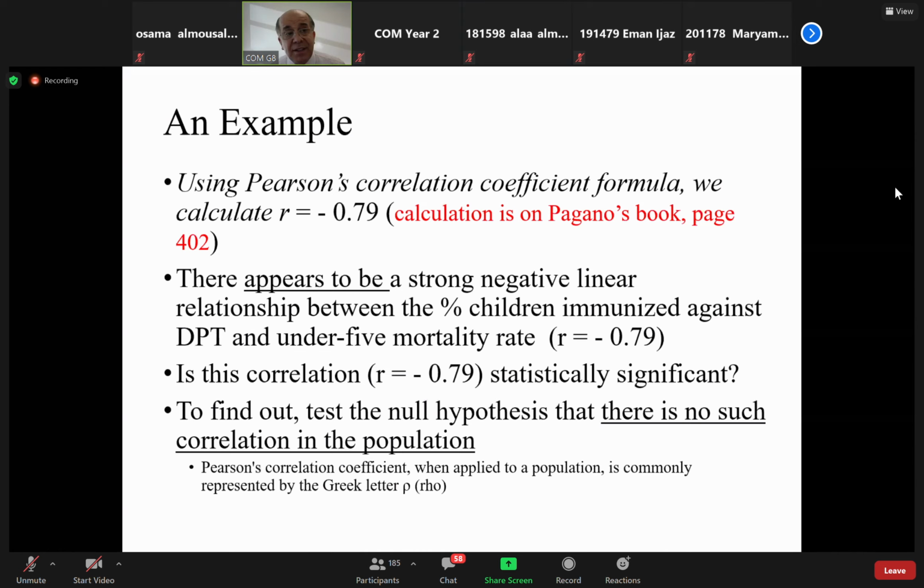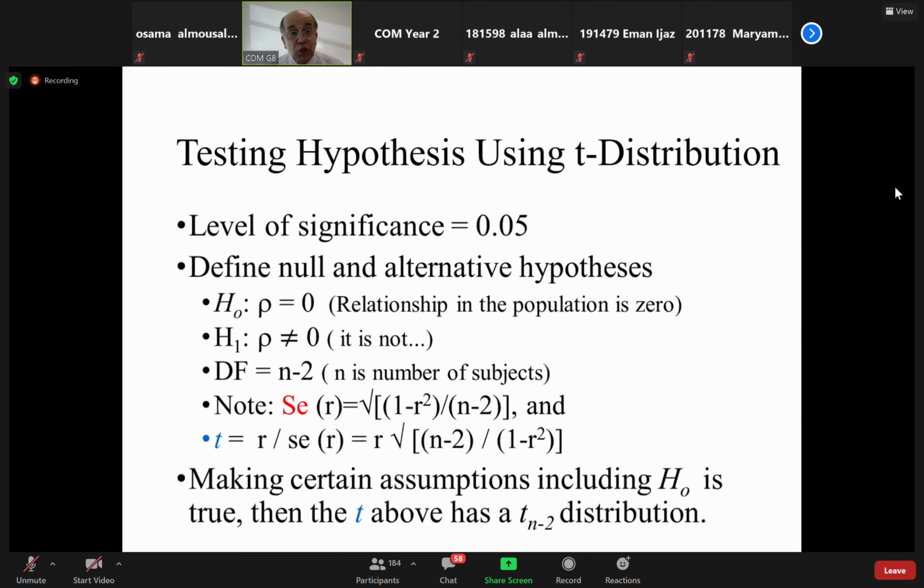This is the example. I calculated the r, and it turned out to be minus 0.79, which means it's strong negative, correct? Strong negative. And if you have Pagano's book, if you can borrow it, it's calculated on page 402. So you can do this calculation very easily. Then what do you do? So r is minus 0.79. So the question is, is this correlation significant? So we apply the same hypothesis testing.